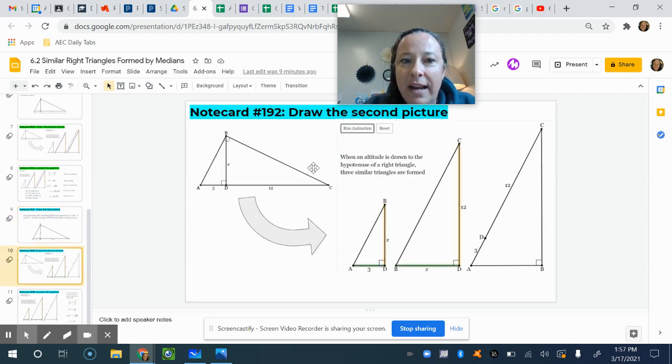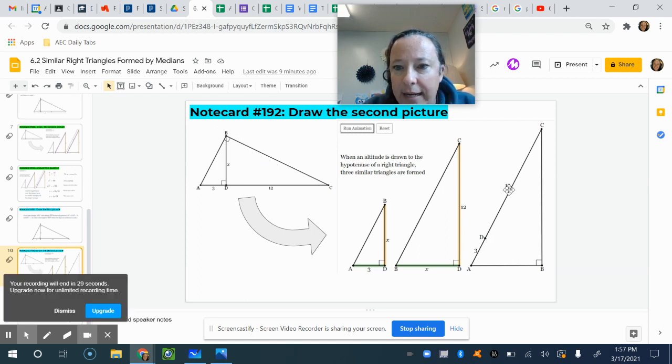All right, note card 192 is the second picture. What's happening? Well, the big triangle I put right here, the whole thing is 15, but we've got a 3 and a 12 there. And I don't really need that. But over here, the middle triangle, we've got the hypotenuse. No, we don't. We don't know the hypotenuse. We've got the long leg to be 12 and the short leg to be X. There you go. And then 3 and X on this one. You can pause me, finish up that one.